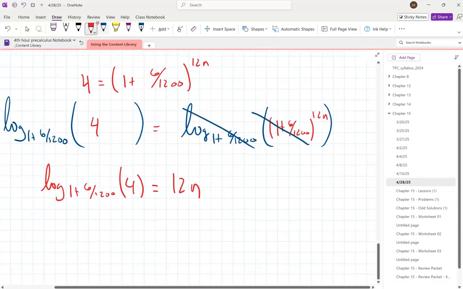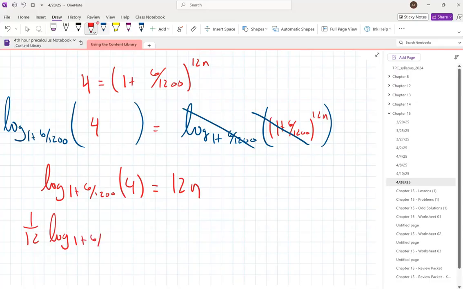And then we'll just divide both sides by 12. I'm going to write it as multiplication of the reciprocal. And we're good to go.